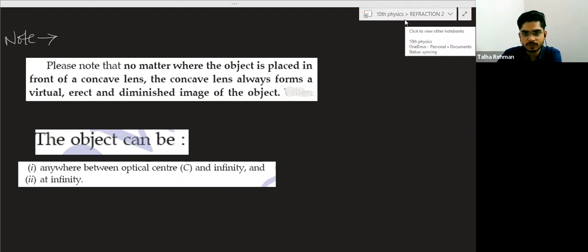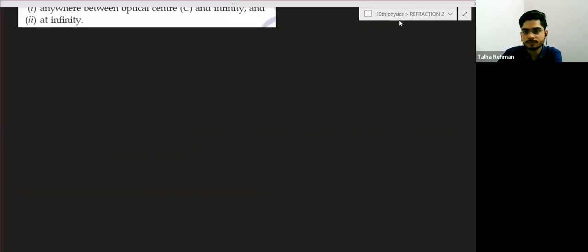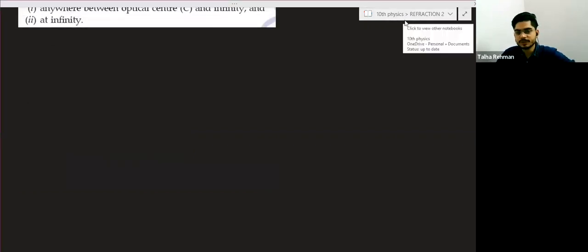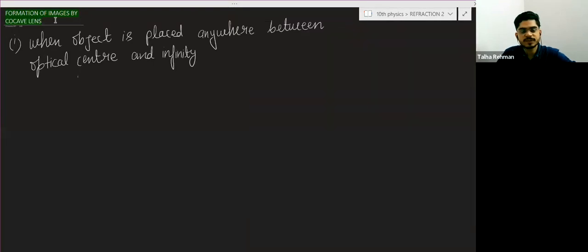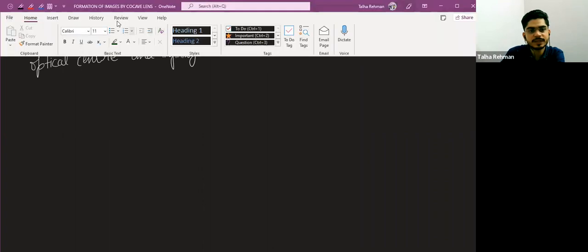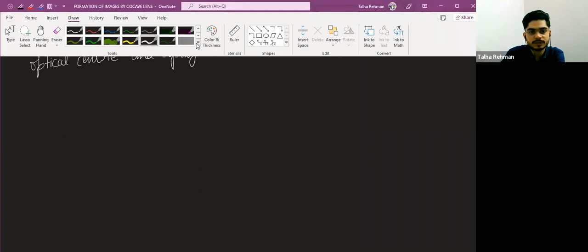So now we will discuss the image formation by the concave lens. Your heading is: formation of images by the concave lens. The first possibility is that we will place the object in between the optical center and the infinity.